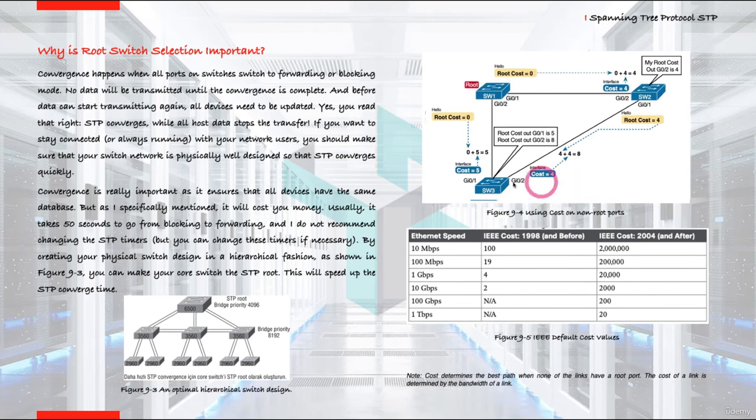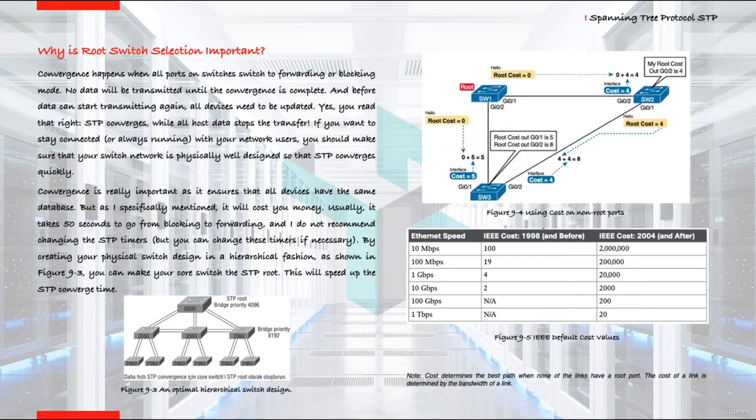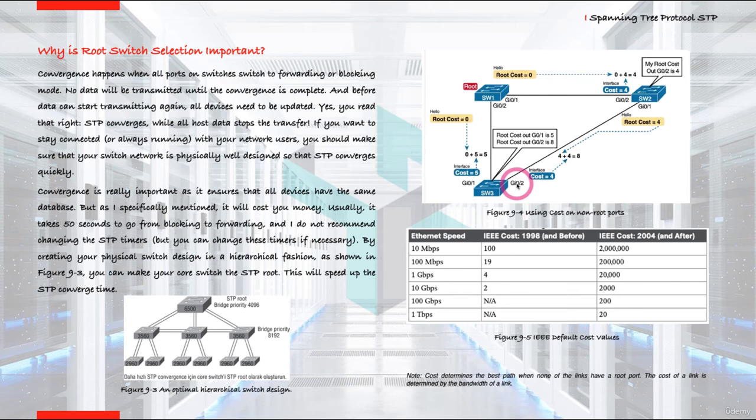When choosing our ports between switches, the speed of our ports is also important. These ports have default cost values. You can see these cost values in the table here. The cost value of a 10 megabit port is 2 million, and the cost value of a 1 gigabit port is 20,000. According to these cost values of the interfaces, root port selection is made.